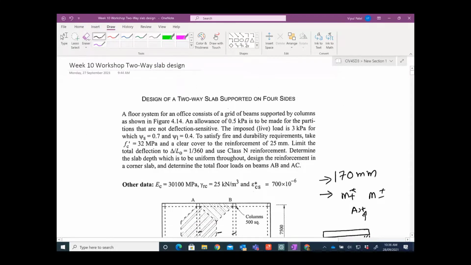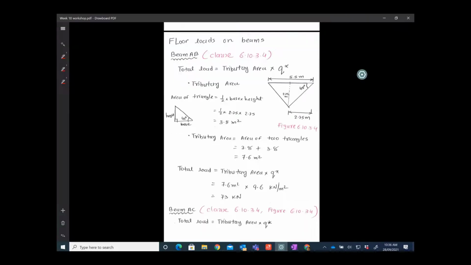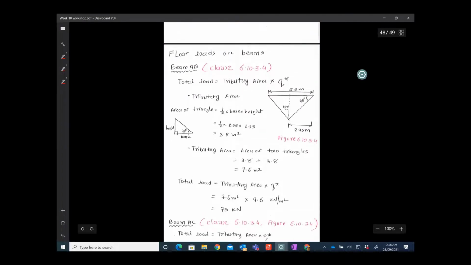You need to calculate this loading on the beam. Design reinforcement corner slab, determining the total floor load on beam AB and AC. So we need to calculate how much dead load is coming on AB, and how much load is coming on AC, right? The calculation goes this way: let's start with beam AB and clause 6.10.3.4.